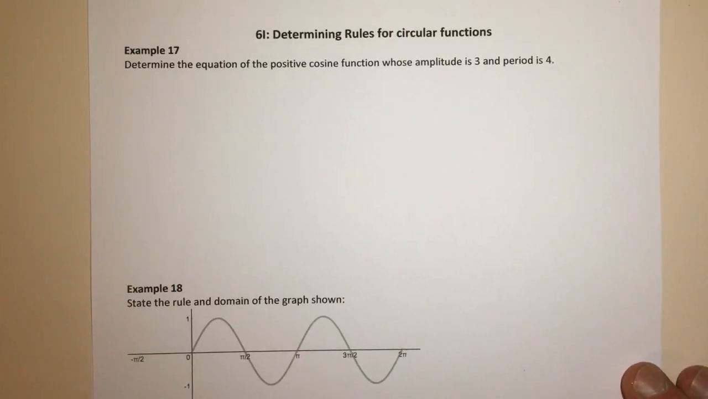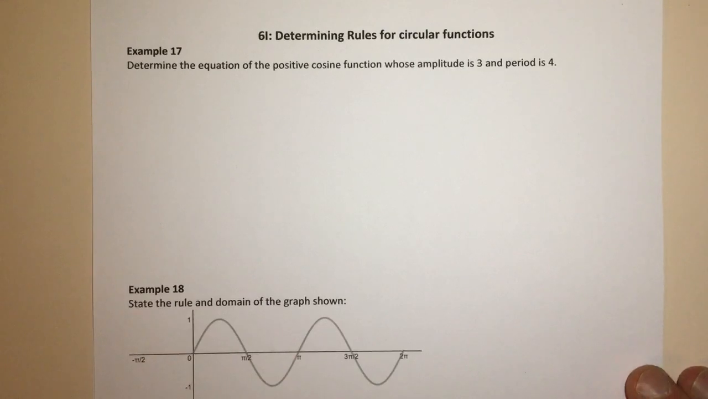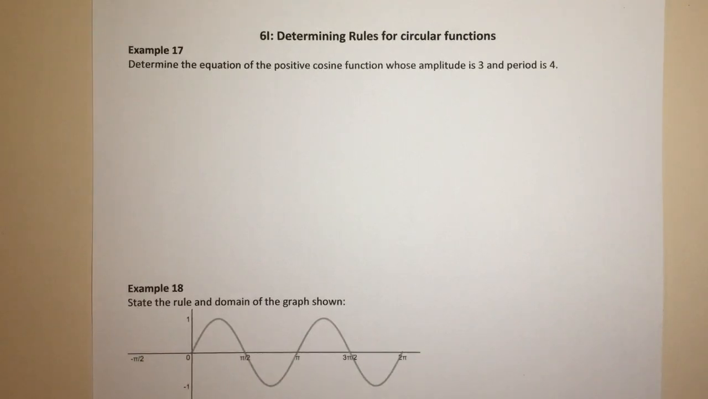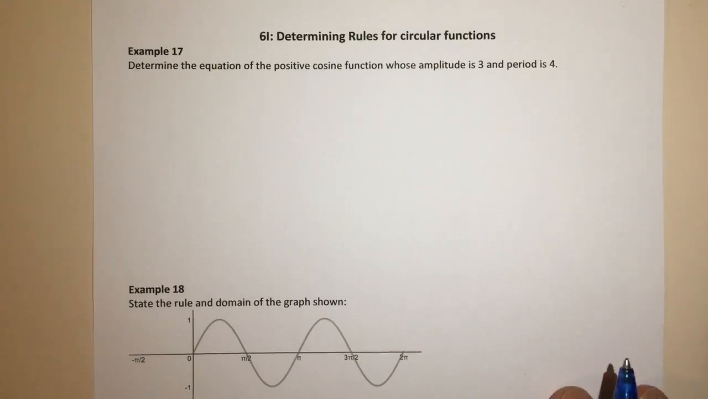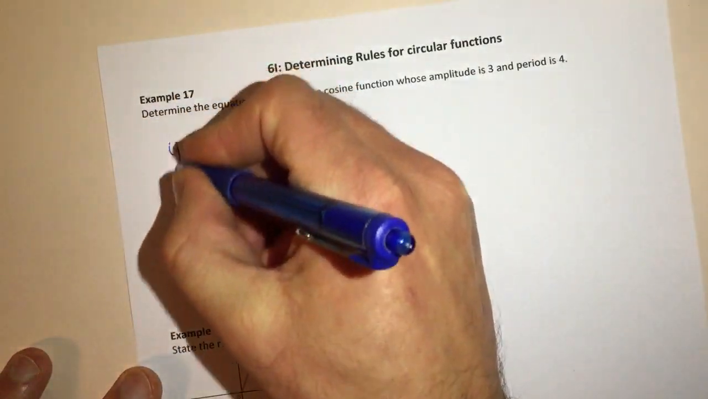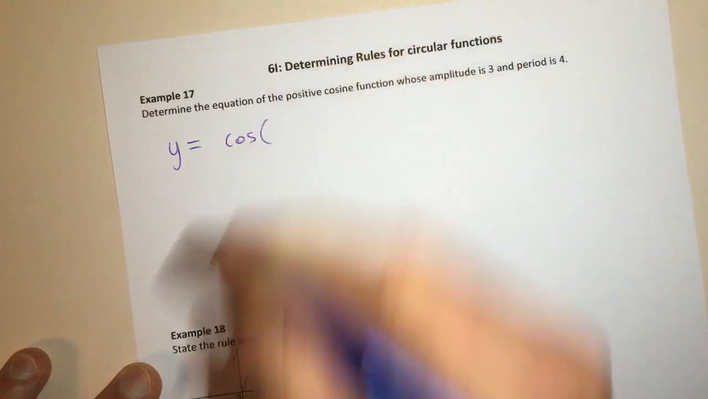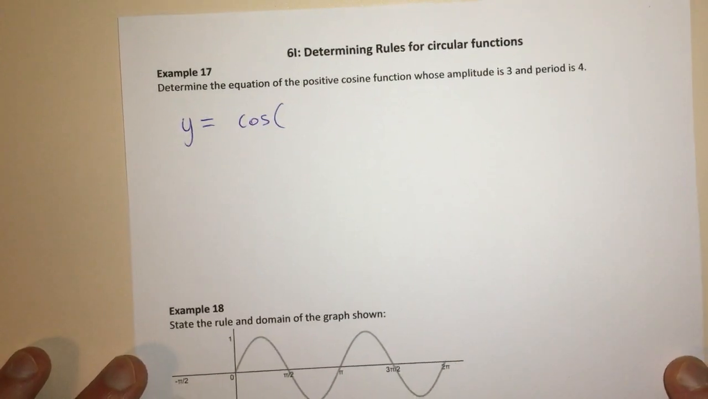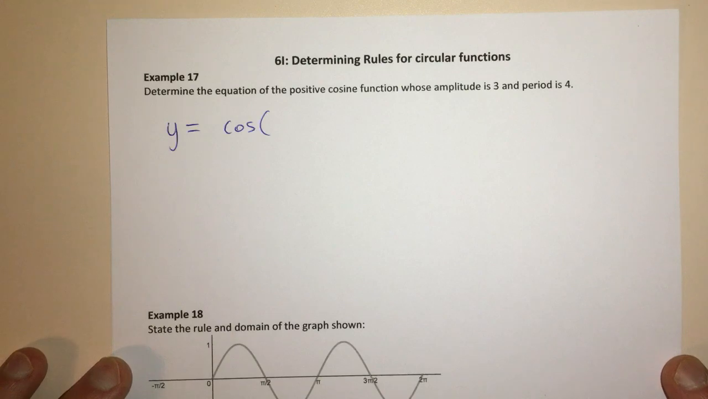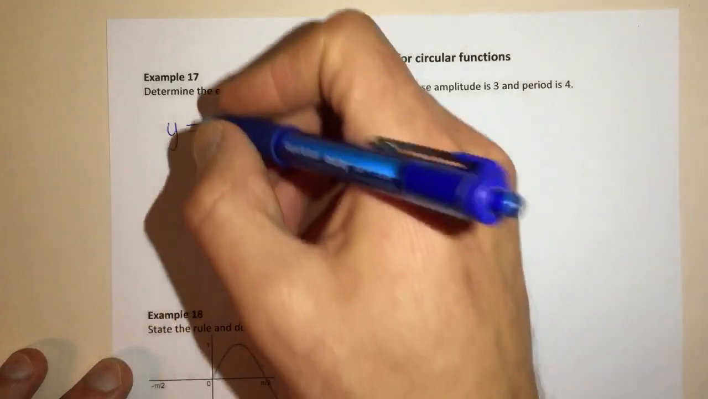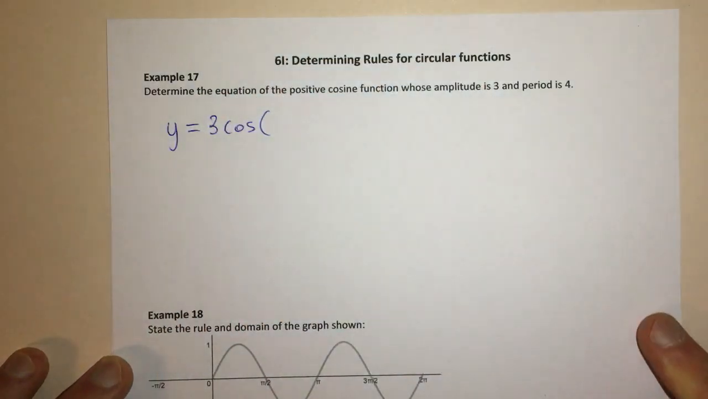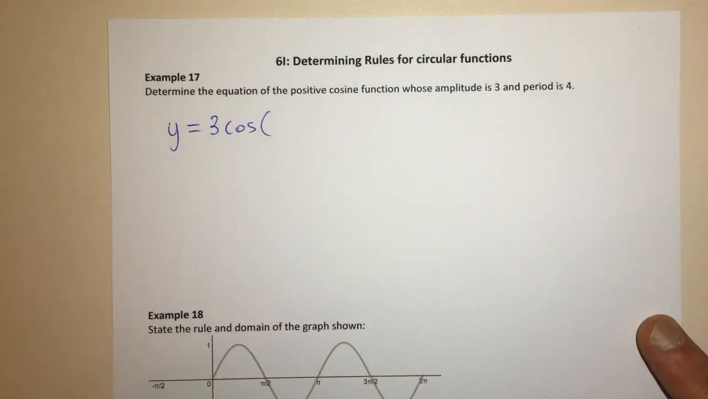In example 17 here we're being asked to determine the equation of the positive cosine function whose amplitude is 3 and period is 4. So what we look at first, I guess, we say it's a positive cosine function, so we know that it's going to be y equals something in front of cos and then something in the bracket. We know that the amplitude goes in front, so if the amplitude is 3, this is 3 cos of something, and we're told it's a positive function, so we write it as positive 3.